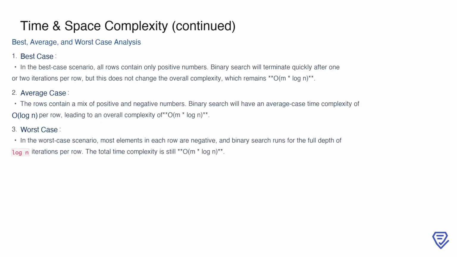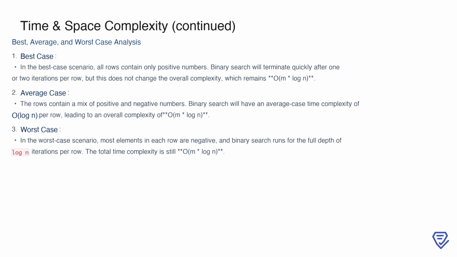Now, let's analyze the best, average, and worst-case scenarios for this solution. In the best case, all rows contain only positive numbers. Binary search terminates quickly, often after just 1 or 2 iterations per row. However, this does not impact the overall time complexity, which remains m * log n.